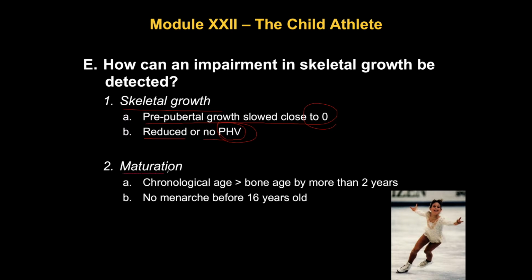We, of course, can look at maturation stage, the chronological age. If that's greater than bone age by more than 2 years, then that means there's been a slowing of the maturation process. If there's no menarche in females before the age of 16, then this again is an indication that perhaps skeletal growth is impaired.